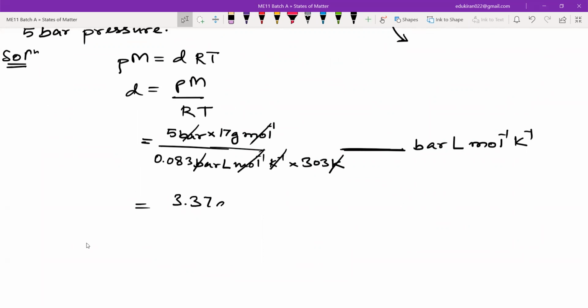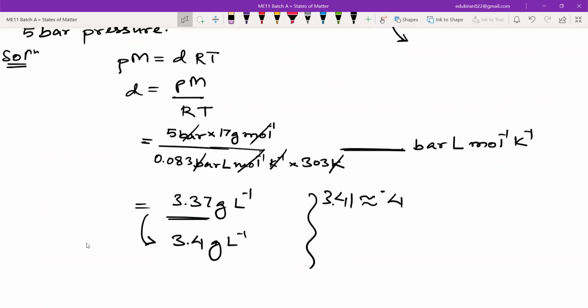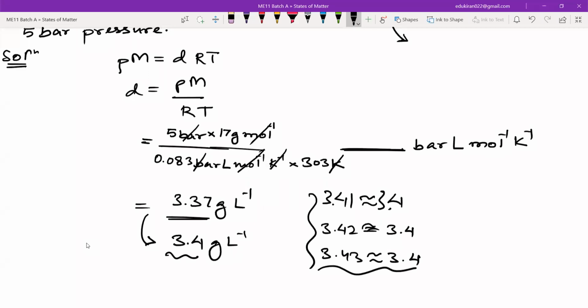3.37, right? Grams per liter. So if I round this up, this will be 3.4 grams per liter. Hamza gave me the answer 3.41. If I approximate this, this also will be 3.4. Hiba gave me 3.42. If I approximate this, this also will be 3.4. And Irfan gave me 3.43. If I approximate this, this also will be 3.4. So if I was your teacher, I would take up all these things, because if I just round it up to one digit, I'm getting the same answer for everything, the actual answer and the answers that these people have given. Okay.